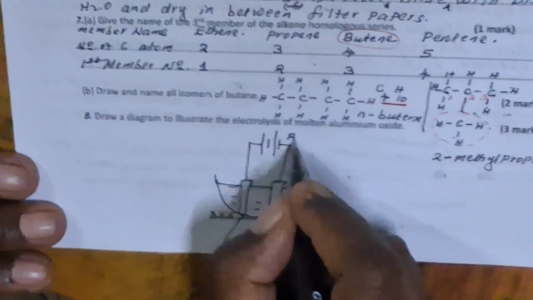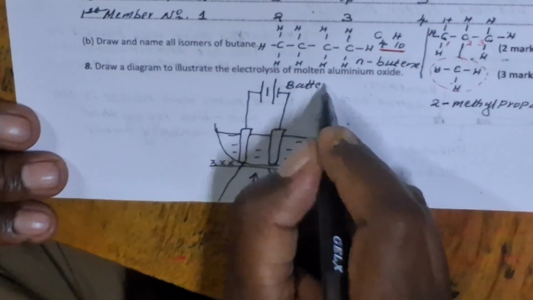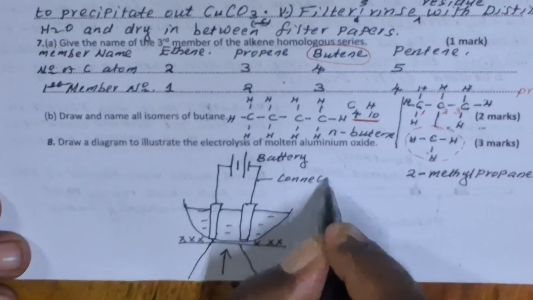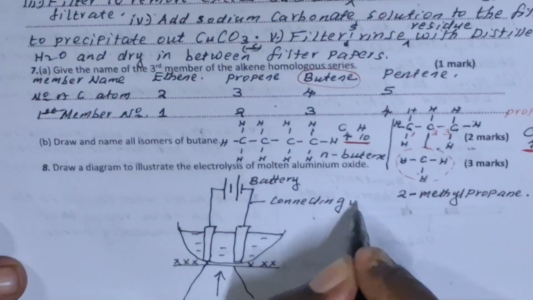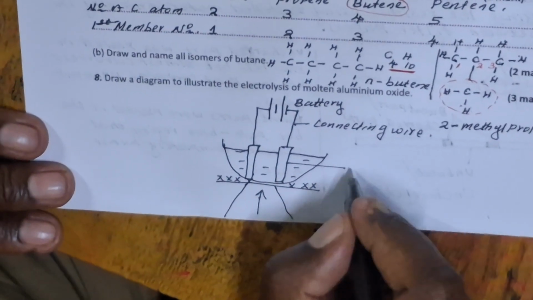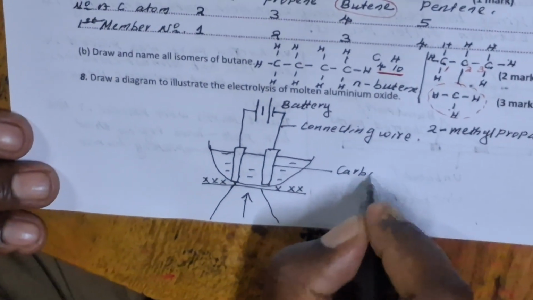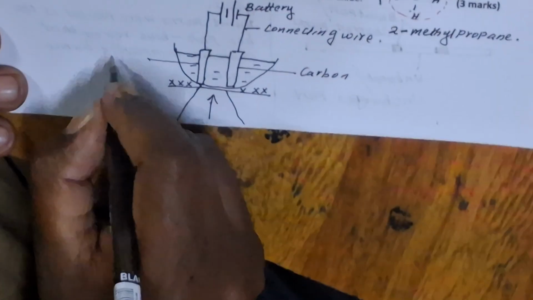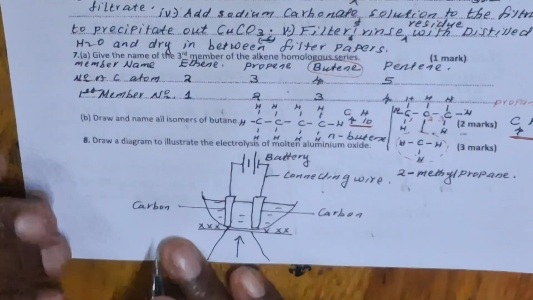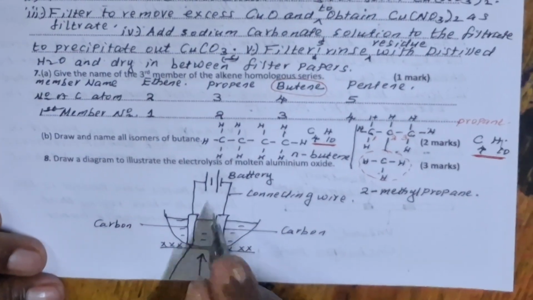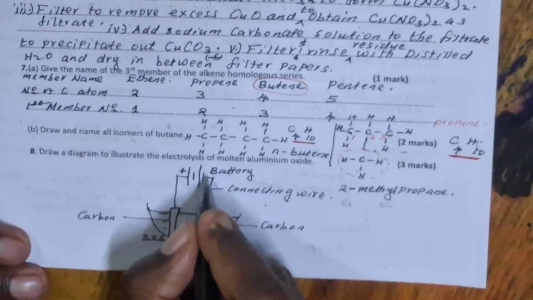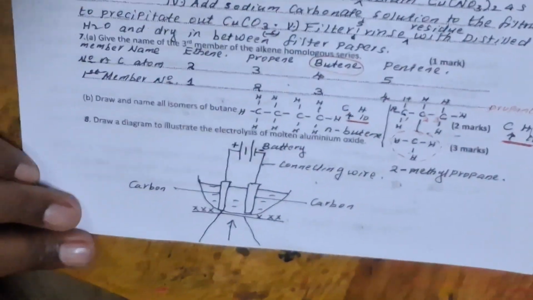So labeling, this is a battery. Okay, this is a connecting wire. This is carbon. This is also carbon. It's something I would like us to talk about, this carbon. The long stroke is the positive terminal of the battery. The short stroke is the negative terminal of the battery.